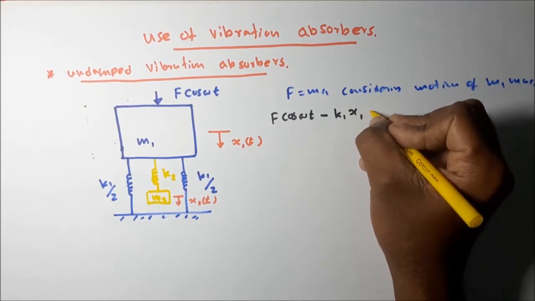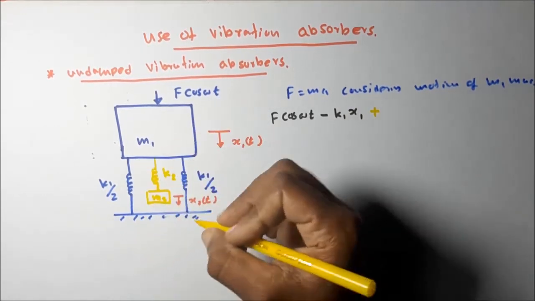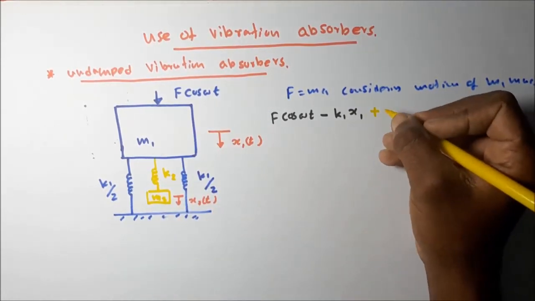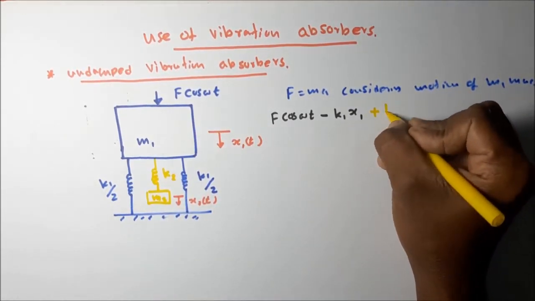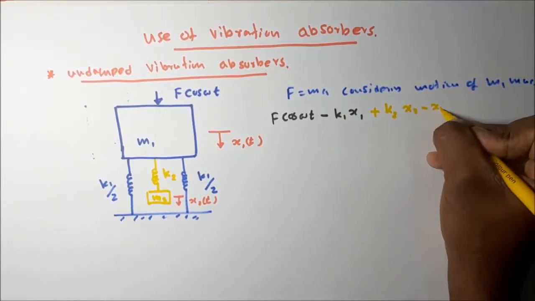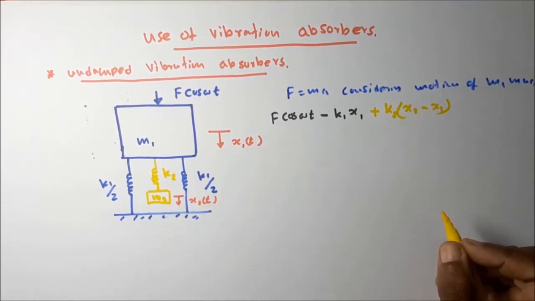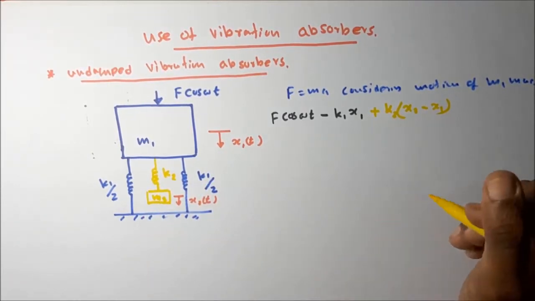So that is equal to plus, because it is acting in the downward direction. I am taking the stretch of the spring. That is equal to k2 (x2 minus x1). Then these are all the forces acting on this m1 mass.